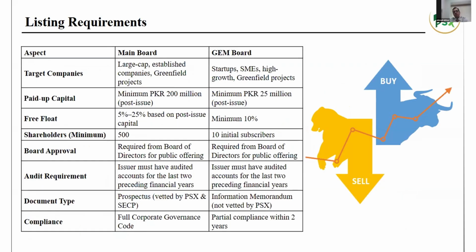Moving on, I'll come to the listing requirements for the main board and the GEM board. For the main board, the target companies, as I've told you earlier, are large cap companies, established companies, and greenfield projects, but that has to be supported by an established group. And for the GEM board, it's startups, small and medium-sized businesses, high growth initiatives, and greenfield projects. The paid up capital requirement for the main board is 200 million, and for the GEM board is 25 million.